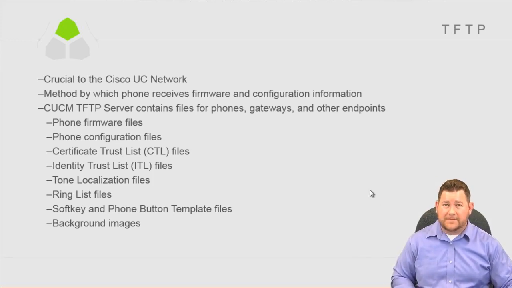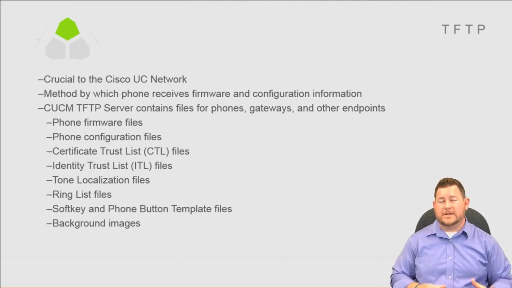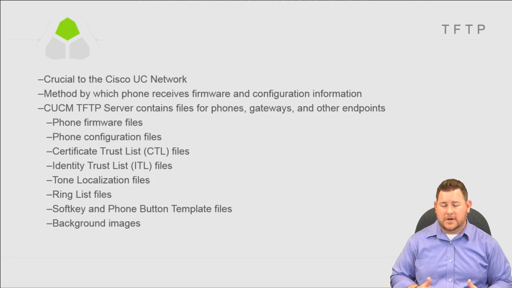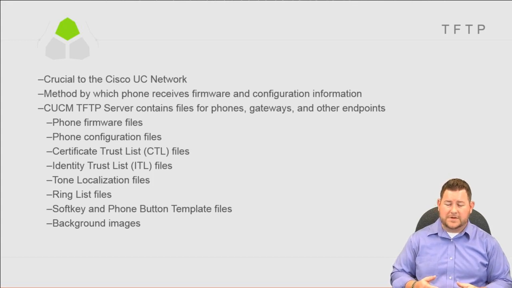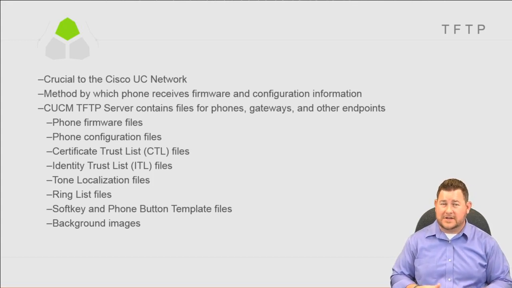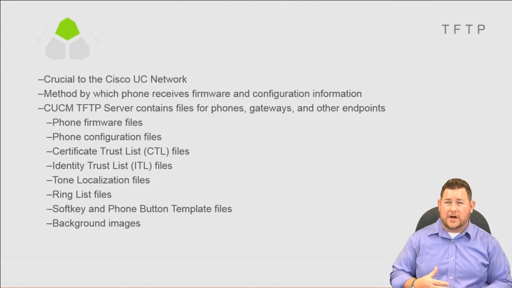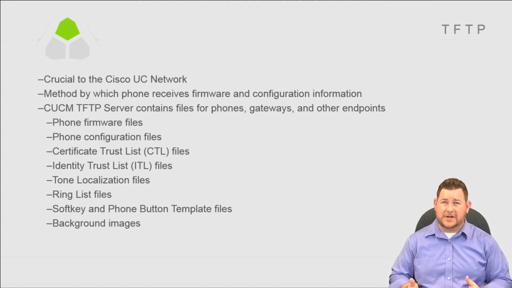All right, next thing, phone configuration files. I already kind of mentioned the different things that are in the configuration files. You're also going to have, if your server is in secure configuration, which is basically now by default since 8.0, CTL files and ITL files, which are certificate trust list and identity trust list. And those are downloaded automatically to the phone to secure that communication.